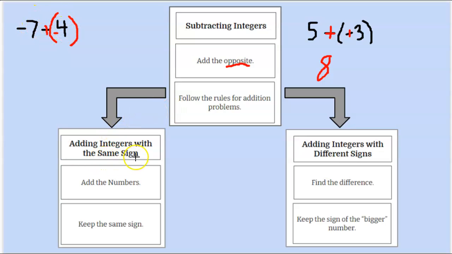If you notice, that's still the same sign. So we add the numbers. So 7 plus 4 is 11. And we keep the sign. They're both negative, so this is going to be a negative.